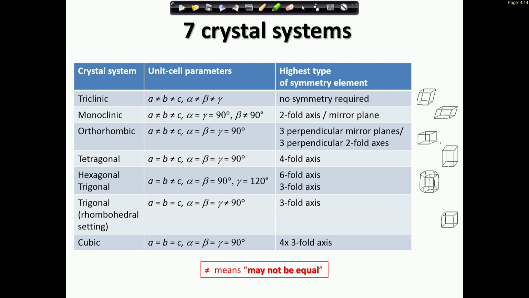Triclinic crystal system may have no symmetry, or it has no rotation or rotary inversion axis. Then the monoclinic system has just one important symmetry direction. Orthorhombic has 3 perpendicular symmetry directions, so either 3 mirror planes or 2-fold axes or any combination of that. Then we come to the higher symmetries. Tetragonal has 1 4-fold axis, hexagonal has 1 6-fold axis, and trigonal has 1 3-fold axis, and the highest symmetry is cubic, which has 4 different 3-fold axes present in the system.